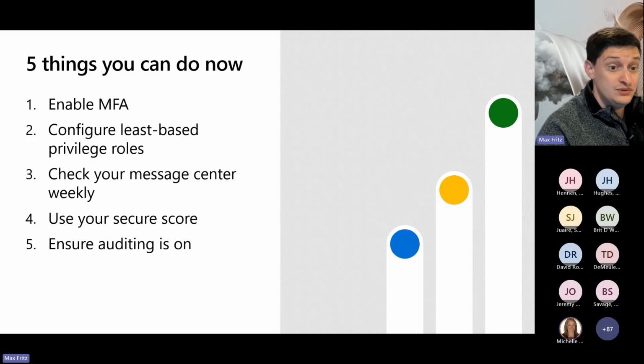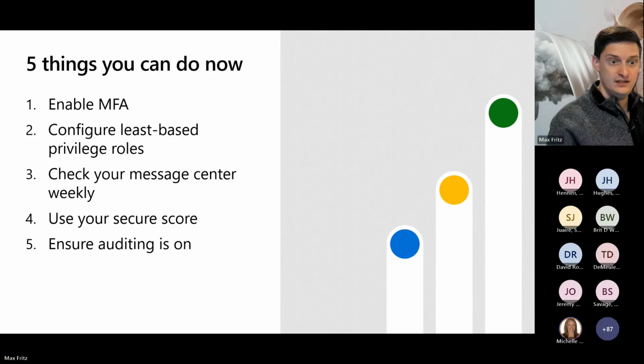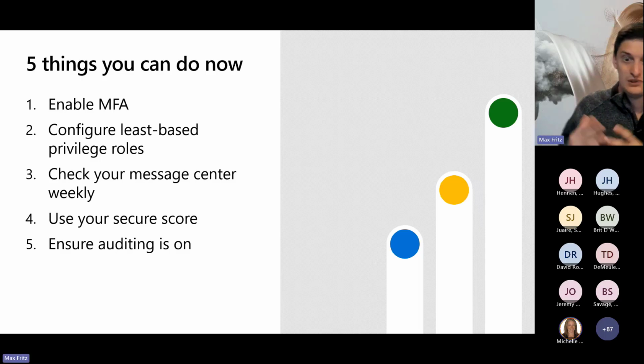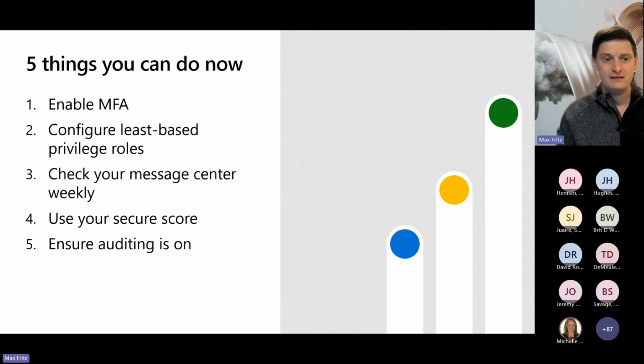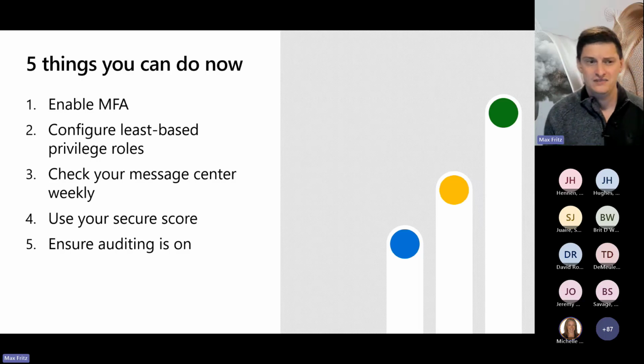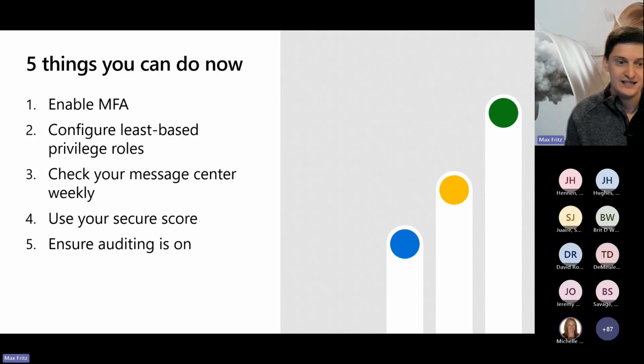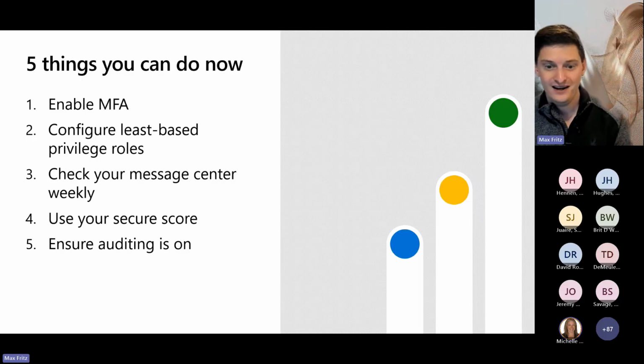Go use your secure score. Go see what the score is. See if there's a couple low action items that you can do today. Maybe things that you need to bring to other people, bring to your change advisory board, whatever it might be. Find a way to improve your secure score. That's the challenge I want to give you. Every person here, go try to improve your secure score by 1%. Just do something small. And then last but not least, go ensure your auditing is on in the compliance center, in the Purview center. Really worth your time. If it's not on, it's going to save your behind later on.